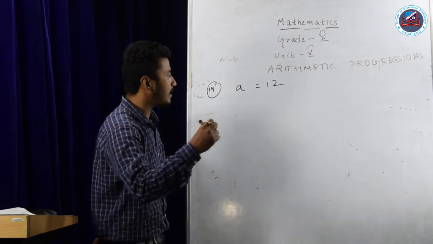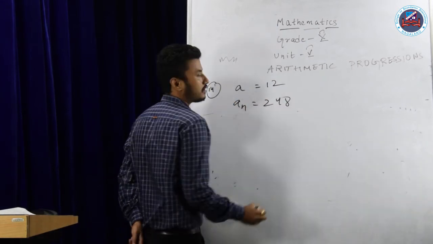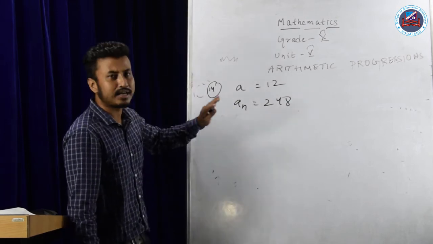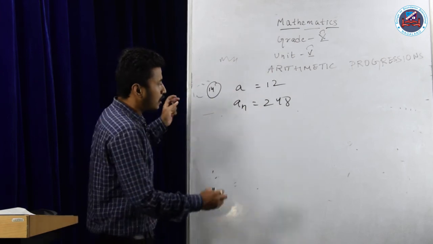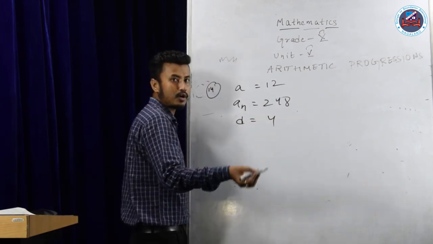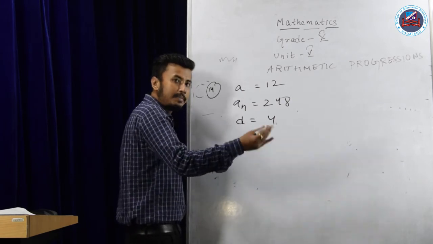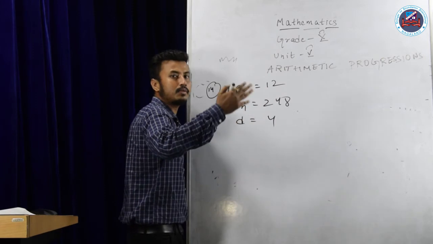What will be the last multiple? The last multiple will be 248. This is no rocket science, it's just a bit of common sense. You can easily do it. What will be the common difference? D equals 4. Since it's a multiple of 4, the common difference is 4. Multiple of 5, common difference will be 5. Multiple of 12, common difference will be 12.